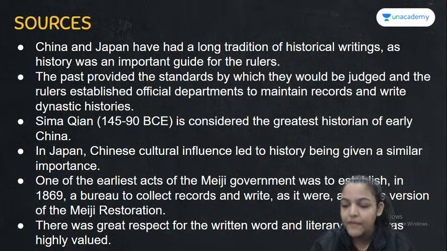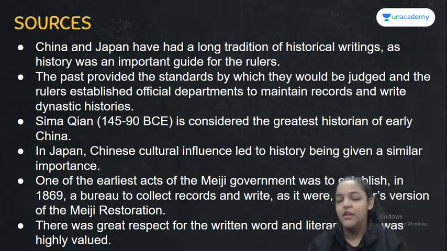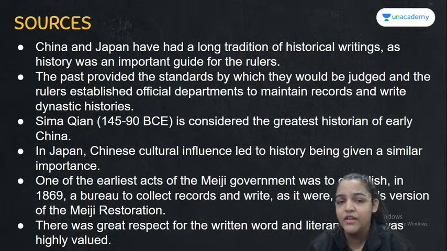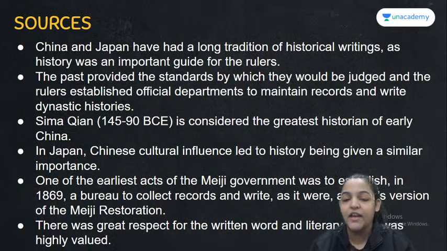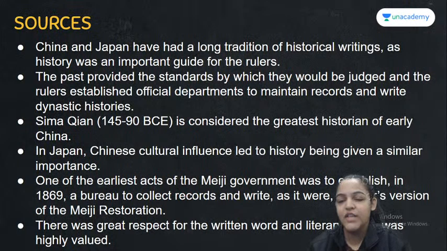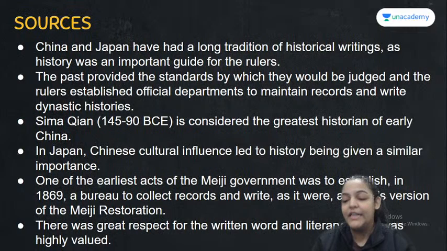So what is happening here? That is why the rulers would establish official departments that would be there to maintain records and to write dynastic histories. That is the reason dynastic histories would be written. The entire history of all the previous rulers of that dynasty was written, just so that the present ruler has something on which he could depend, to which he could go back, to see whether he is going right or wrong. So all of these things were taken care of. That is why they had bureaus which would be maintaining records and writing the dynastic histories.